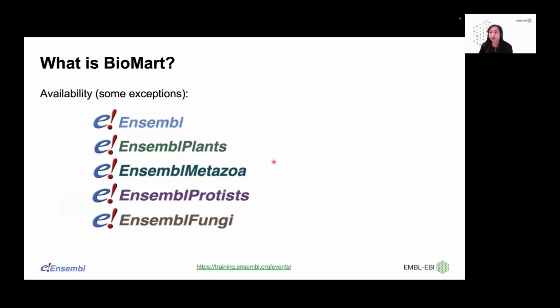So BioMart is available in the Ensembl main site and Ensembl Genomes. It's available for plants, invertebrate metazoa, protists, and fungi. But one thing you might be missing here is bacteria. We don't have BioMart available for bacteria simply because there are too many of them to create a BioMart for it.